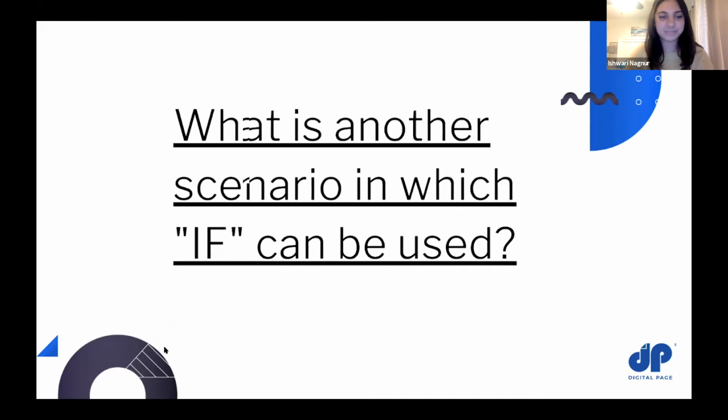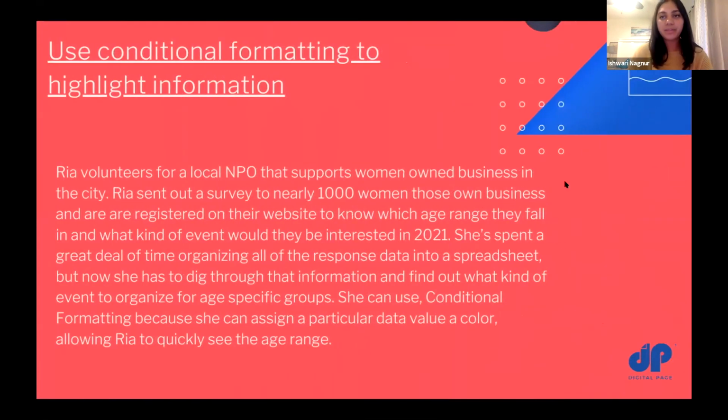All right, awesome. So the next tip or trick that we're going to go over is called using conditional formatting to highlight information. So we have here Ria, who volunteers for a local nonprofit organization that supports women-owned businesses in the city. So recently, Ria sent out a survey to nearly 1,000 of those women who own businesses and are registered on their website to know which age range they fall in and what kind of event they would be interested in attending in 2021.